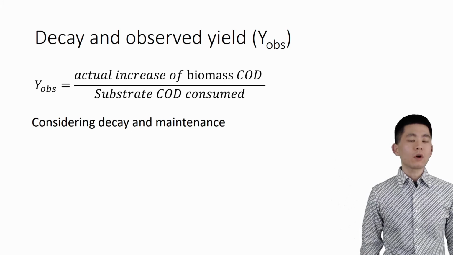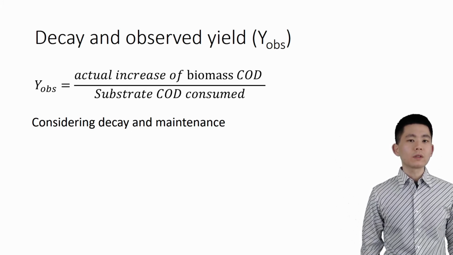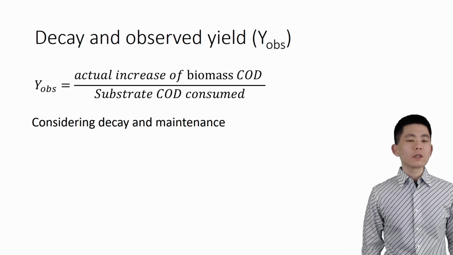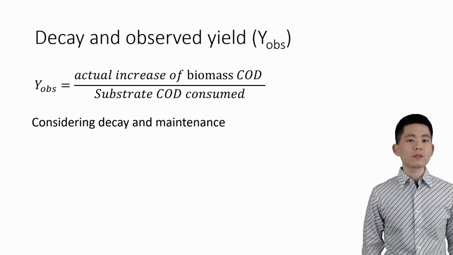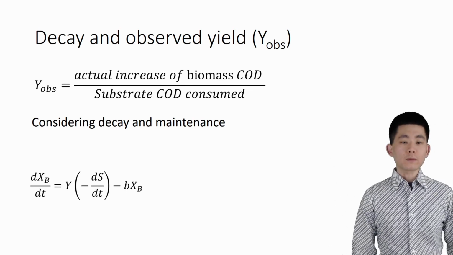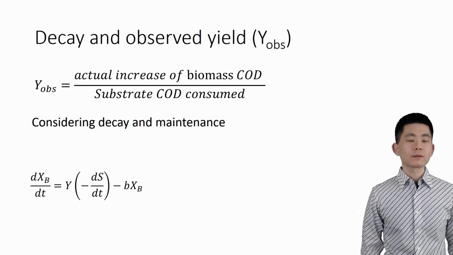We previously only looked at the true yield, which considers that all energy is used for growth. The observed yield is the actual increase of biomass COD per unit of COD consumed, considering cell maintenance and decay. We can get the observed yield from the true yield and specific decay rate.